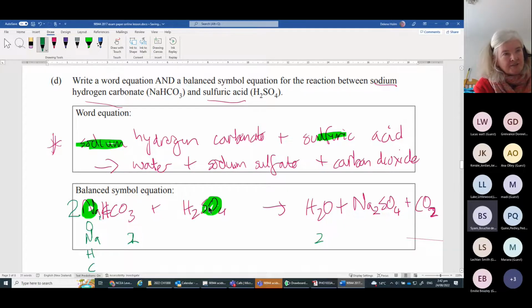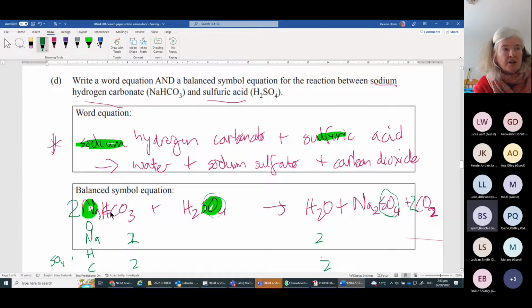And for sulfates, I always do hydrogens and oxygens last. For sulfates, I've got 1 sulfate here. I should have put sulfate. So 1 sulfate here and the other one there. So I'm keeping sulfates separate to the oxygens. So they're 1 on 1. Then now I've got here 2 carbons. So I've got 2 carbons and I've only got 1 carbon there. So I need to put a 2 in front. So I have 2 in both.